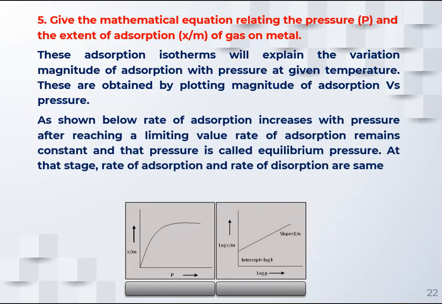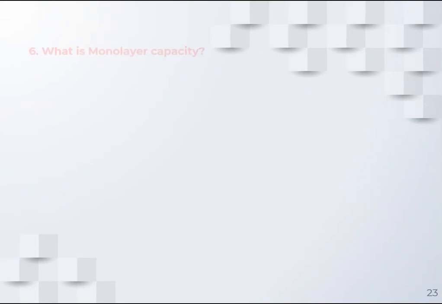As shown below, the rate of adsorption increases with increase in pressure until reaching a limiting value. This is your limiting value. The rate of adsorption remains constant, and that pressure is called the equilibrium pressure. At that stage, the rate of adsorption and the rate of desorption are the same. Then the equation for the mathematical relationship between adsorption and pressure is x by m is equal to k into p raised to 1 by n.